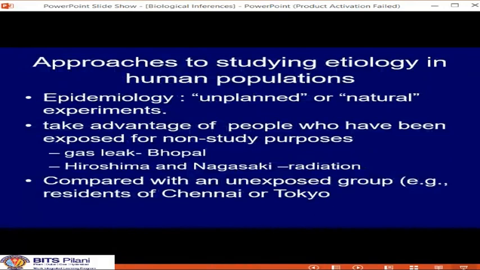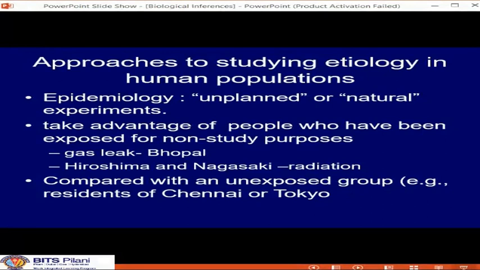So what basically are these case control, cohort and observational studies? We observe human behavior, we observe nature, we see natural or unplanned events happening and we take advantage of them. For example, the Bhopal gas leak was a big tragedy. And we want to know, did that gas leak have a bad effect on the people of Bhopal?